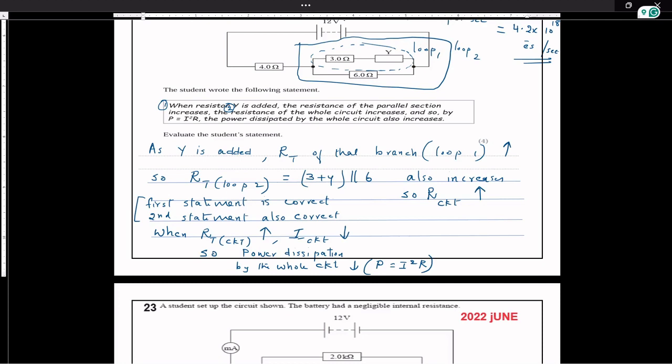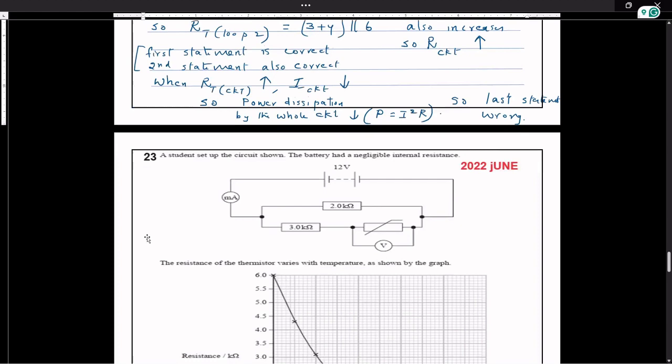The student is wrong. So the last statement is wrong. That last statement means he said P is equal to I square R 3. So the last statement is wrong. Student said the total power increases, but since the total current is decreasing, the power dissipation decreases by the equation I square R.